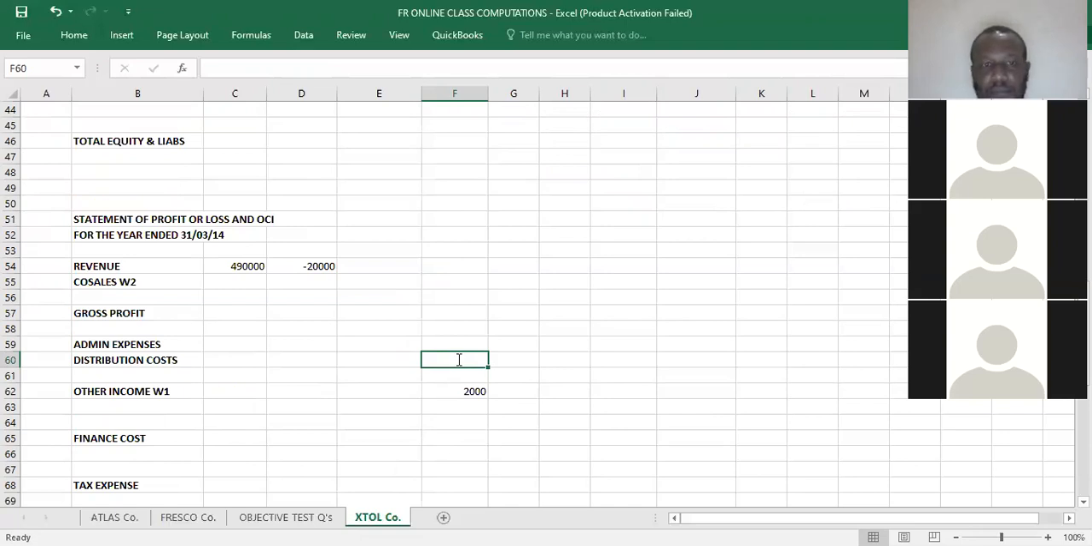Administrative expenses. I think I saw 36,800. So 36,800. Yes, that's good. There's no additional information that they've shown us.